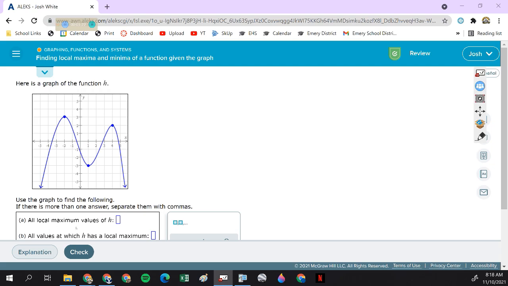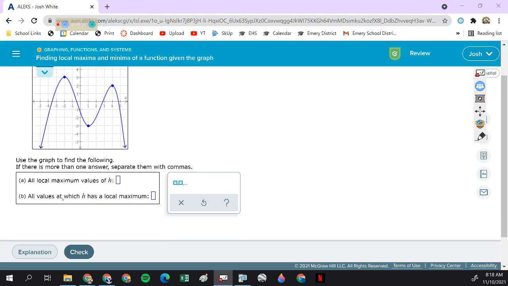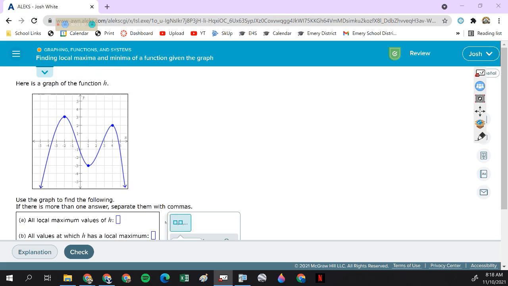All local maximum values of h. So what are the local maximum values? Well, 2 and 3. Piece of cake, right? This is kind of tricky. So this function's name is h, and it wants to know how high does h get? So the answer is 2 and 3.